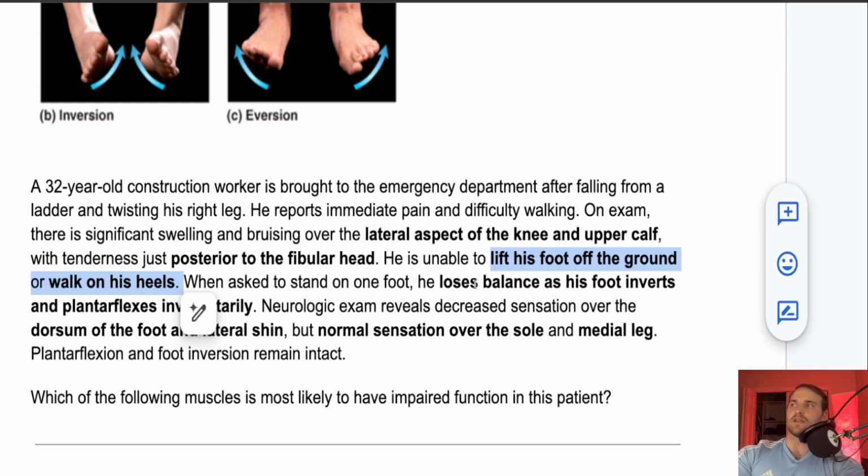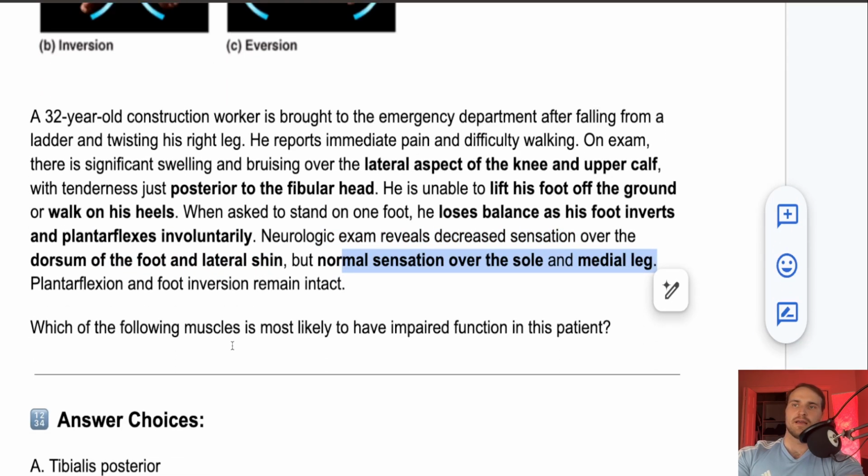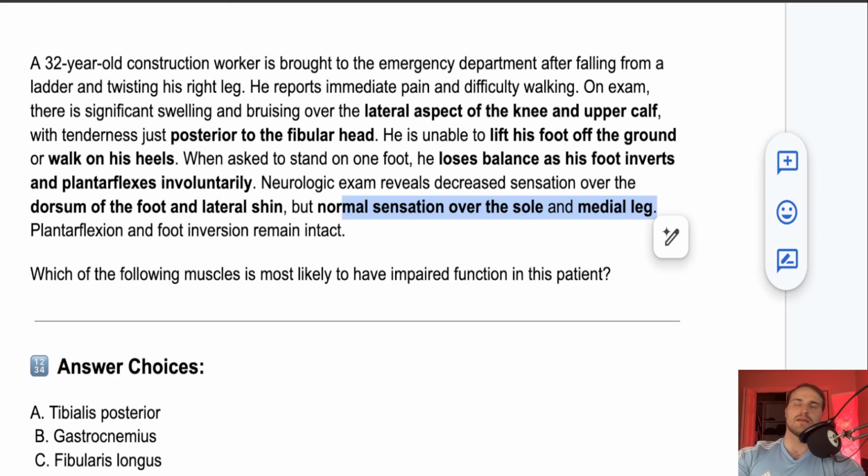When he's asked to stand on one foot, he loses balance as his foot inverts, and when walking on his heels it inverts and then plantar flexes involuntarily. Neurological exam shows decreased sensation of the dorsum of the foot and the lateral shin, but normal sensation over the sole and medial leg. Okay, this is one of those questions where you're just like, oh my goodness, what is actually happening here?